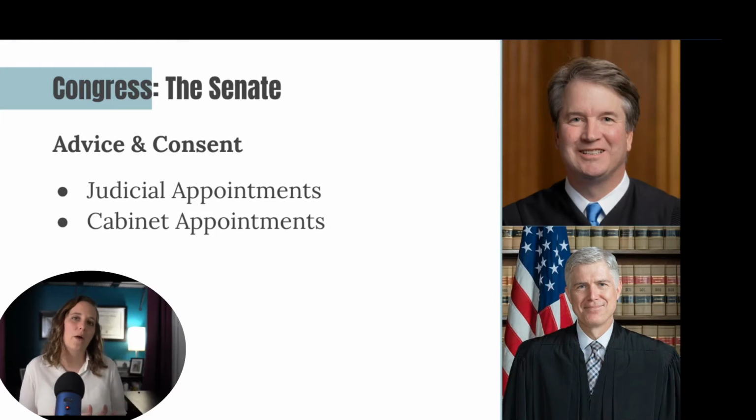Let's think about how the advice and consent process can actually cause conflict between the presidency and the Senate. During Obama's second term, the Senate was controlled by Republicans. During his last year in office, a Supreme Court justice passed away suddenly. And so Obama naturally decided that he needed to nominate a new justice to the Supreme Court. The Republican Senate refused to even hold hearings to try to confirm Obama's pick, who was Merrick Garland.